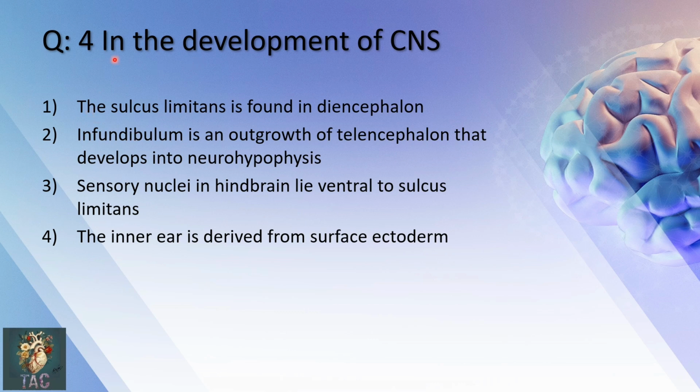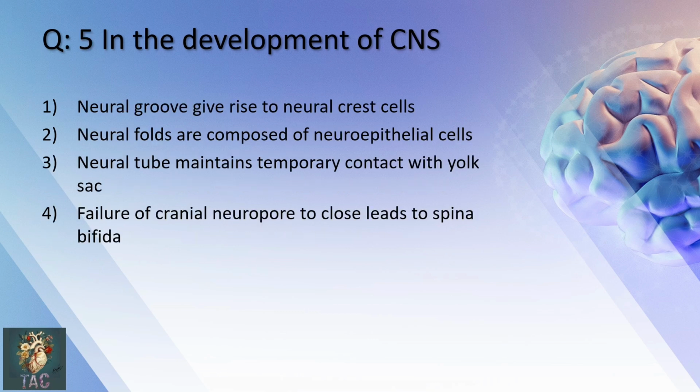So next is in development of the CNS, the sulcus limitans is found in diencephalon. The infundibulum is an outgrowth of telencephalon that develops into the neurohypophysis. The sensory nuclei in hindbrain lie ventral to the sulcus limitans, and the inner ear is derived from the surface ectoderm. Next is in development of the CNS, the neural groove gives rise to neural crest cells. Neural folds are composed of the neuroepithelial cells. Neural tube maintains temporary contact with the yolk sac. Failure of the cranial neuropore to close leads to spina bifida.